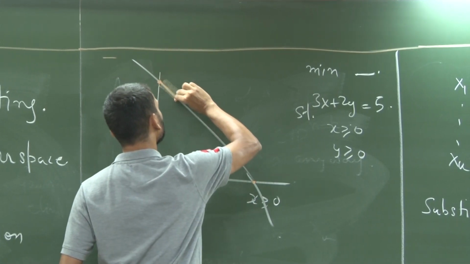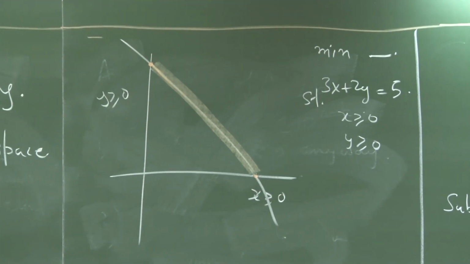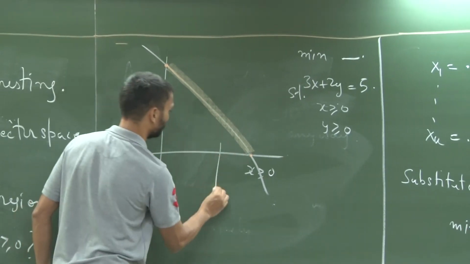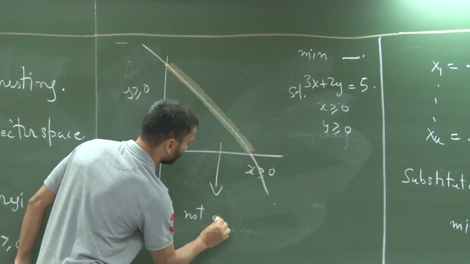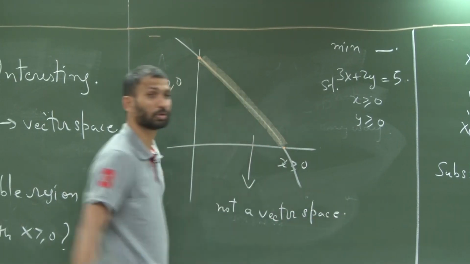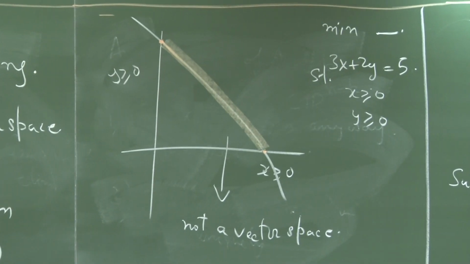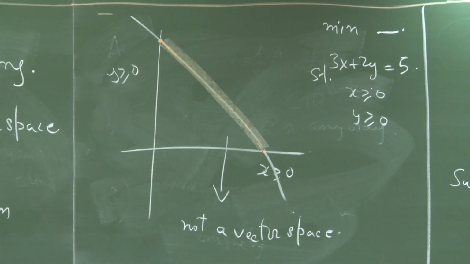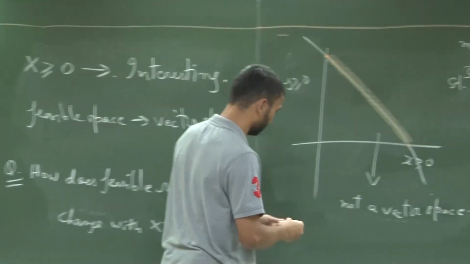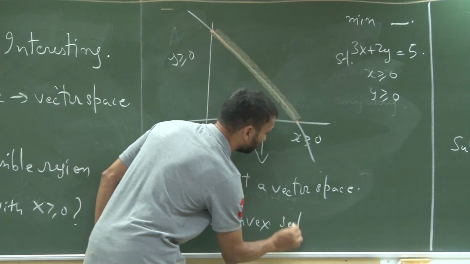My feasible region is just this, right? And now this is not a vector space. But then what is it? It is still nice, right? It's still a line segment, it's not completely unstructured or something. So, what do we know about a line segment? It's actually a convex set.